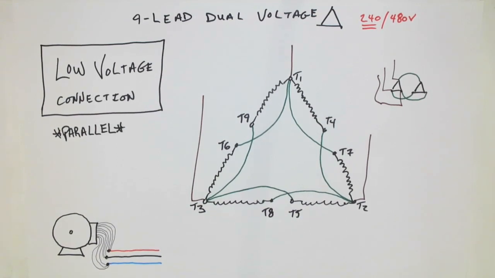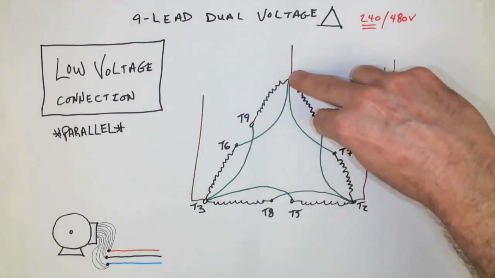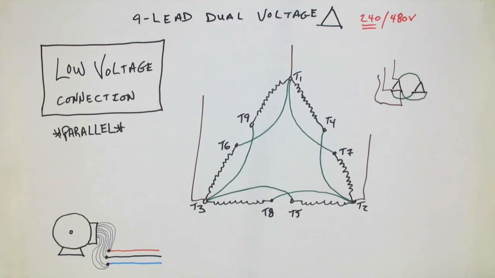So again, what's happening in this system? Well, each one of the individual windings in this motor, because we're in delta, is receiving the full 240 volts that is being applied from that 3-phase line connection.